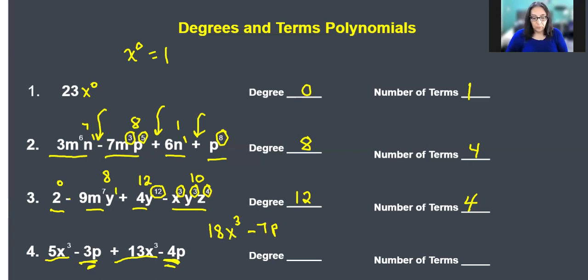What is the biggest exponent? It's a 3, so that's my degree. But how many terms do I have? I only have 2 terms here. Whereas if we would have done it from the original problem, we would have said 4, and that would have been wrong. So if you can simplify the polynomial before saying the number of degrees or terms, you need to do that. Otherwise, your answer could be wrong.